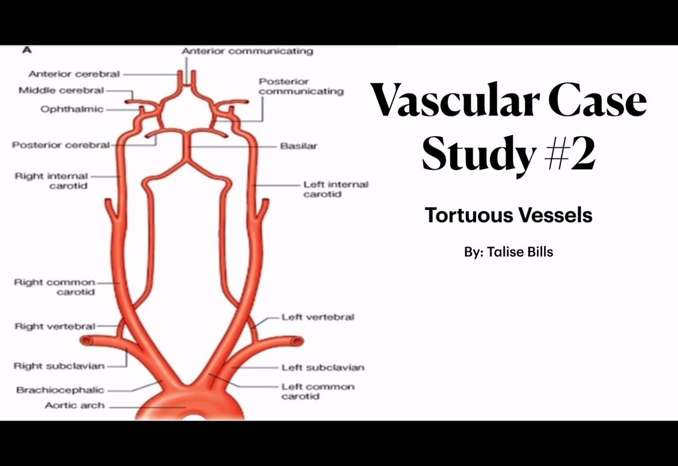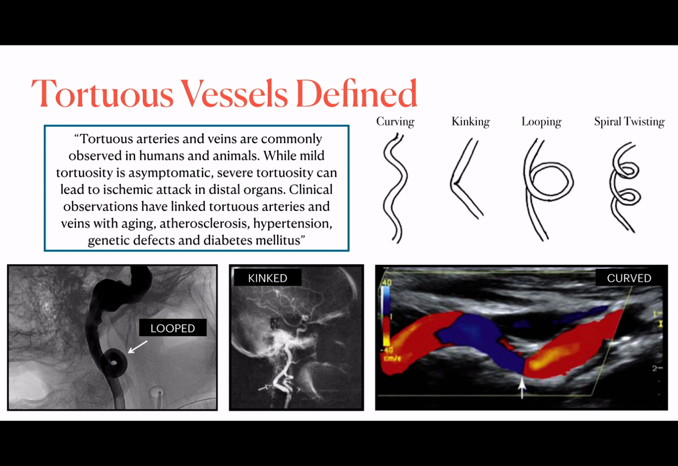My second vascular case study is on tortuous vessels. Tortuous arteries and veins are commonly observed in humans and animals. While mild tortuosity is asymptomatic, severe tortuosity can lead to ischemic attacks in distal organs. Clinical observations have linked tortuous arteries and veins with aging, arteriosclerosis, hypertension, genetic defects, and diabetes.